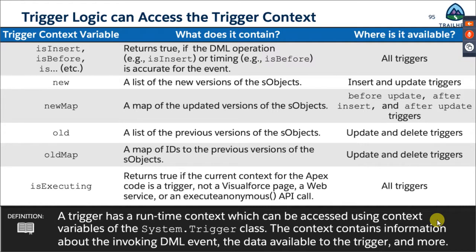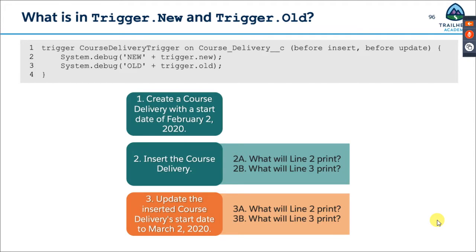Trigger.old and trigger.oldMap are basically the same type of collections. One is a list, one is a map. Basically, they contain the information of the record as it was when the transaction started. Trigger.new is the information of the record as it will be saved to the database when the transaction completes. Trigger.old is the original version, and trigger.new is the new version of the record. And there are other variables as well, including, for example, isExecuting and whatnot. There's a few more. So let's take a look at this little piece of code here.